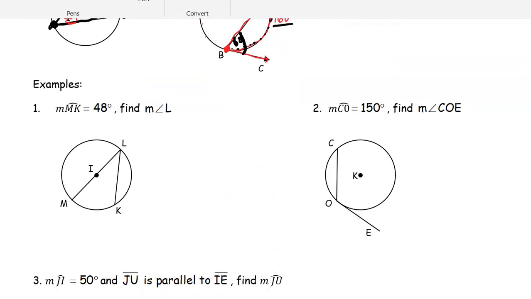You are told here that this would be read as the measure of arc MK. This is our arc symbol. And since we're using 2 letters, we know it's the small one. It means we're not going all the way around. It's the short, most direct path from M to K. And you were told that this is 48 degrees. This is an inscribed angle that's created here, angle L. And what we just said is an inscribed angle is always 1/2 of the intercepted arc. So if this arc was 48, this angle would have to be half of that. So 24. So this is 24 degrees.